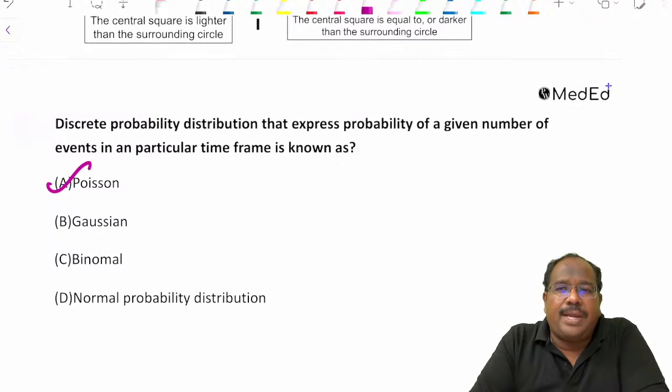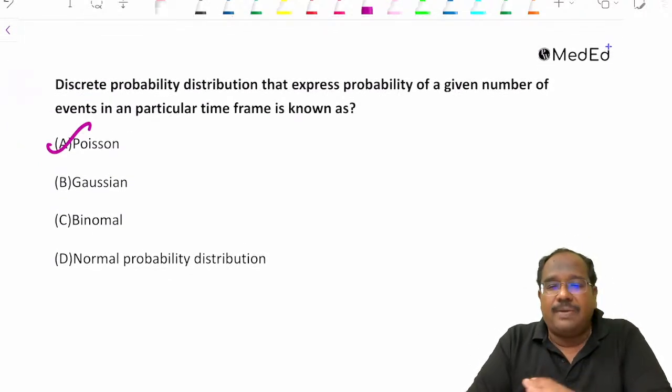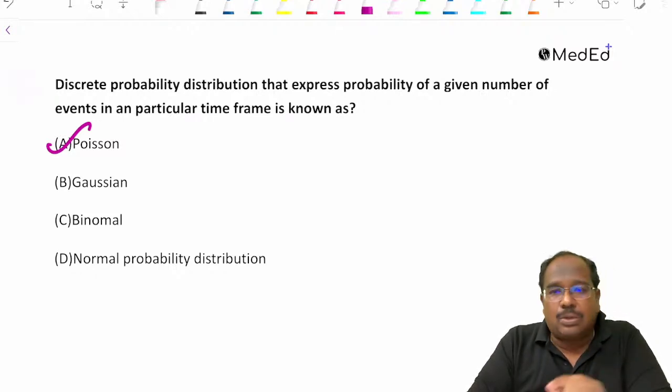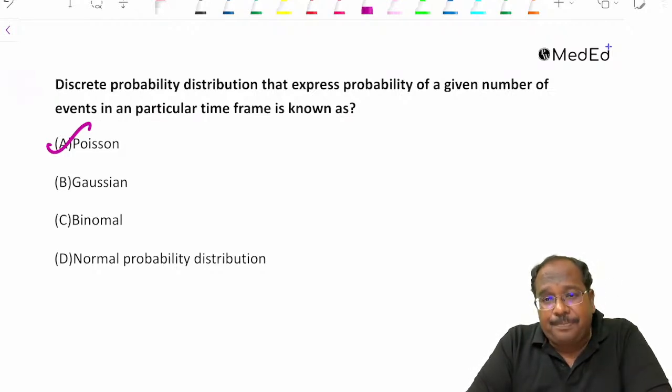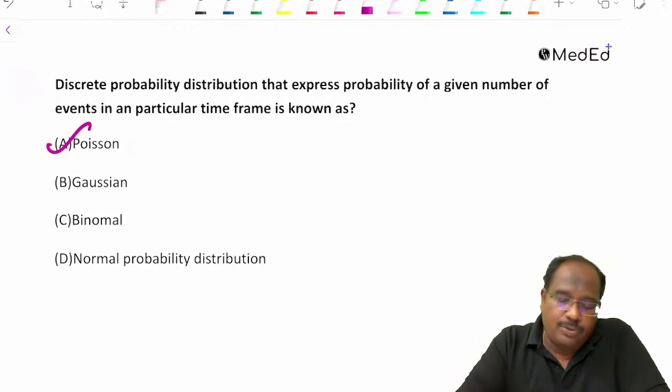So any quantitative data can follow what? Normal distribution curve. Yes or no type, present or absent only, mutually exclusive events, means it follows binomial distribution. Discrete data that is rare and in a particular time frame means it follows Poisson distribution.